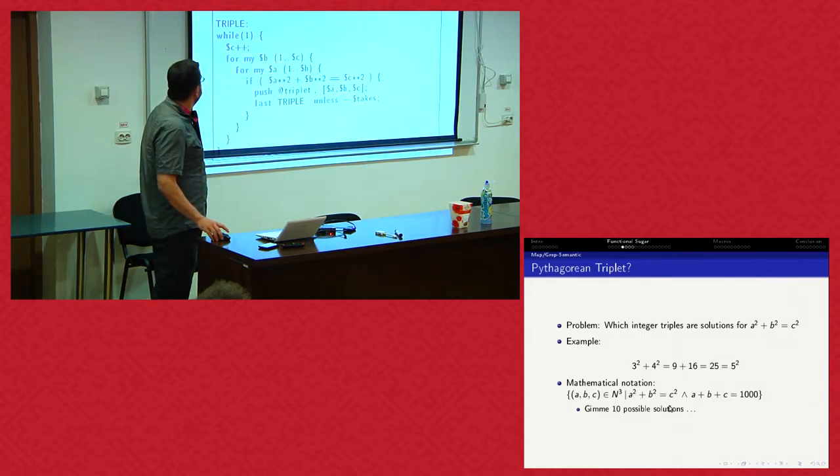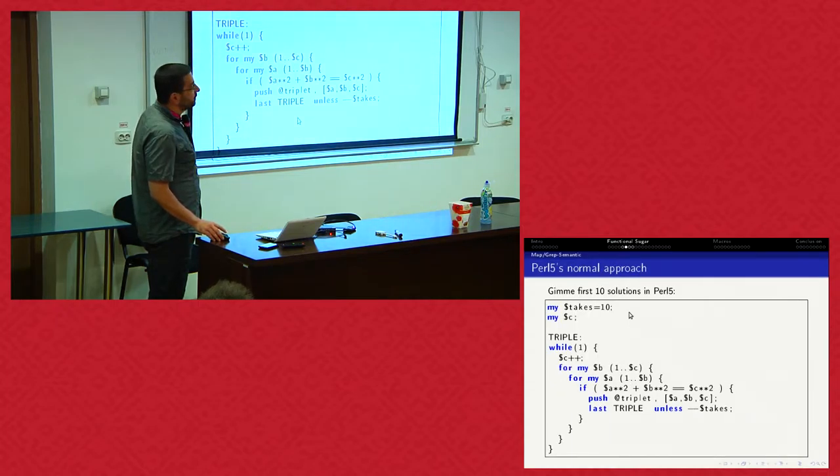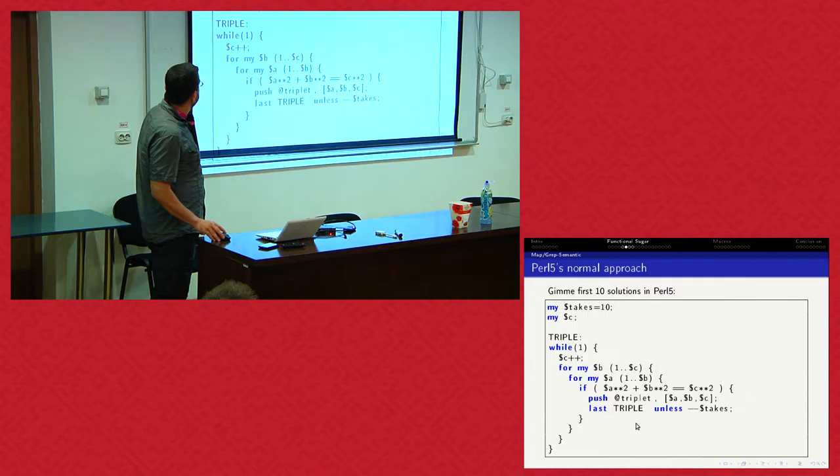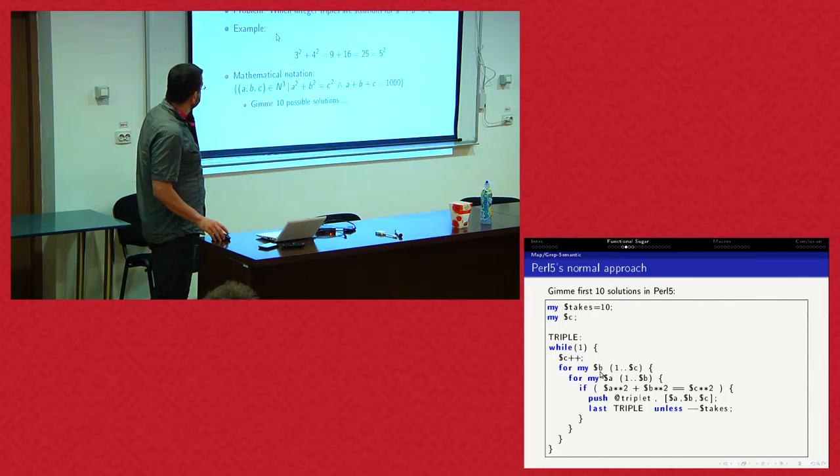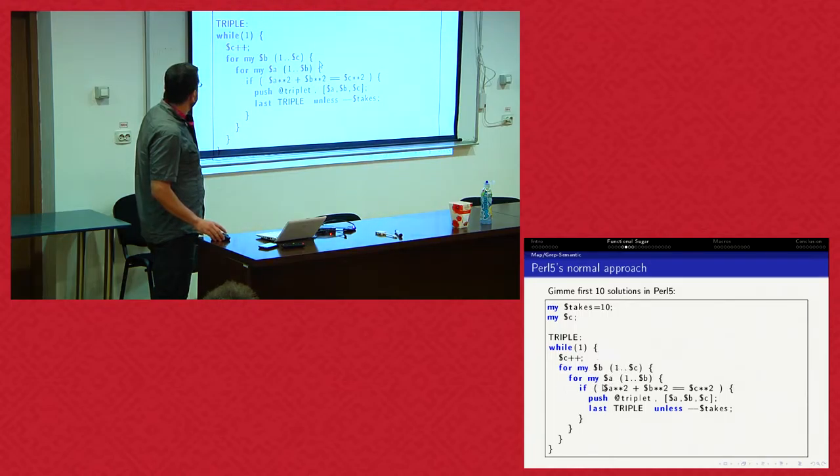Now, let's solve this in Perl 5. This is the code more or less you would write. You would say you want to be flexible about how many solutions you get. So you make a nested loop. You say C is free. You make a nested loop for B, for A. You check the condition, and you check the other condition. I think I forgot to do it inside. It's an error. And you push the result inside, so you have to check that the sum is 1,000, but you believe me. And you push the result into the result set, and you make the last loop when the number of solutions you want has arrived. Clear?